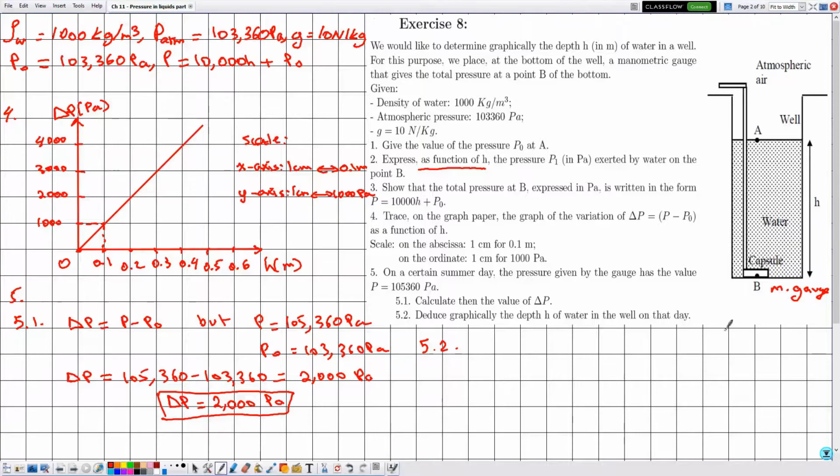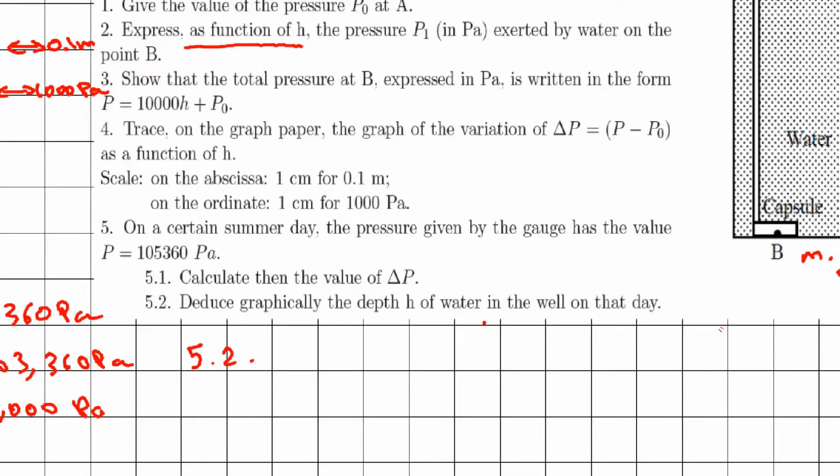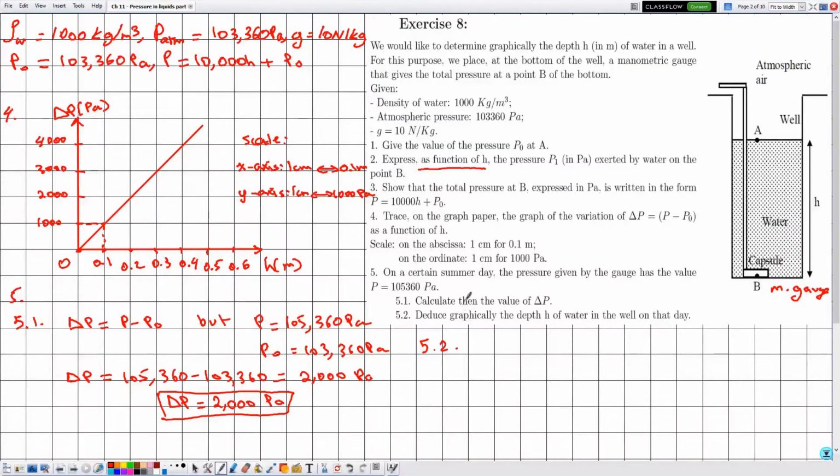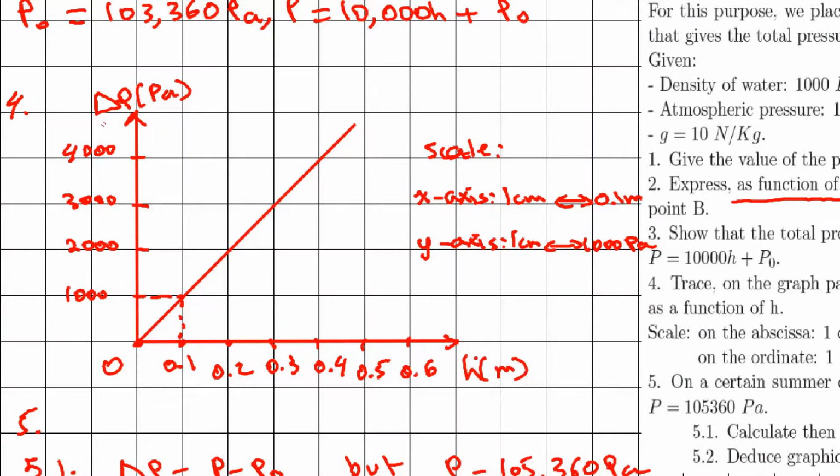Now 5.2, deduce graphically the depth h of water in the well on that day, and by deduce it means that we need to use the previous part, and they are telling me graphically, which means that we need to use this curve. So let's write as a title graphically. So we need to use this curve in order to determine the value of h.